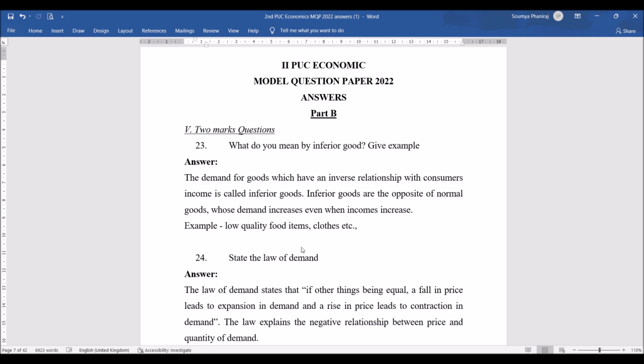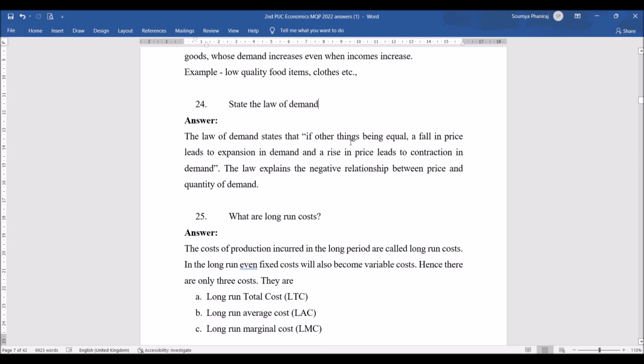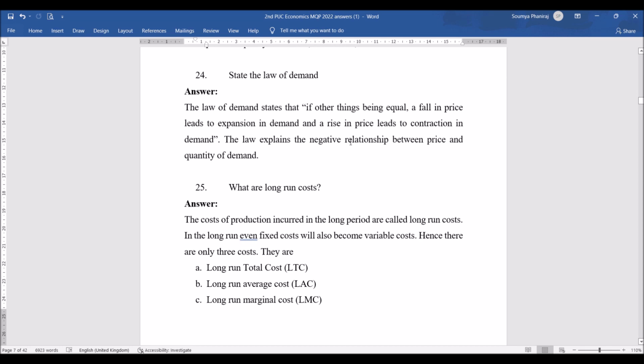The 24th question is, state the law of demand. The law of demand states that if other things are equal, a fall in price leads to expansion in demand and a rise in price leads to contraction in demand. The law explains the negative relationship between price and quantity demanded.